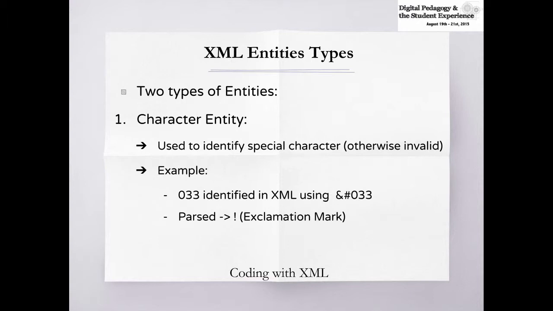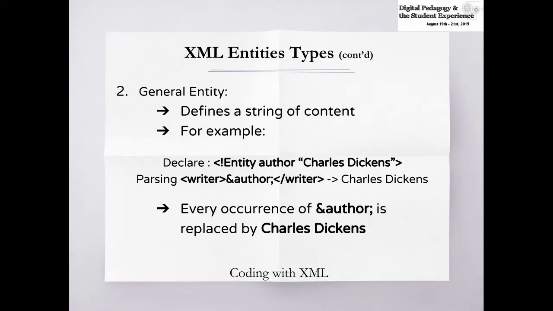However, when you're using it in XML, you need to first place an ampersand, then a hashtag, then the entity. So altogether it would look like this. When parsed, it would show an exclamation mark. The second type of entity is the general entity. These are easy ways to define a string of content and to use a term to identify it. For example, my entity declared here is author with Charles Dickens. If I want to identify Charles Dickens anywhere in the text, I would just place an ampersand and the word author.